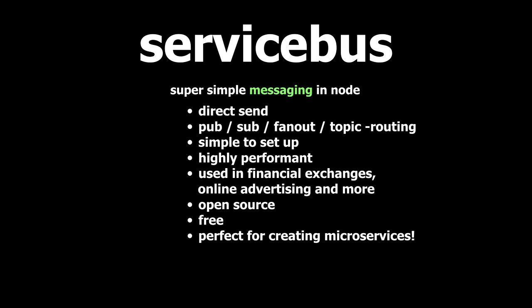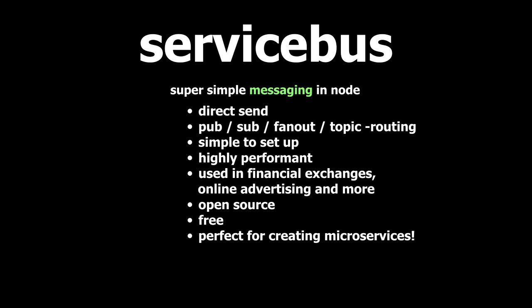And by simplest, I don't mean the least lines of code. I mean to get it running in your process, that's where the least lines of code are. It supports all the different mechanisms that RabbitMQ does: direct send, pub sub, fan out, topic routing, etc. It's also used in financial exchange and online advertising, like I said at the beginning.